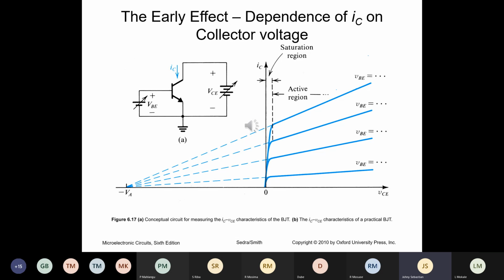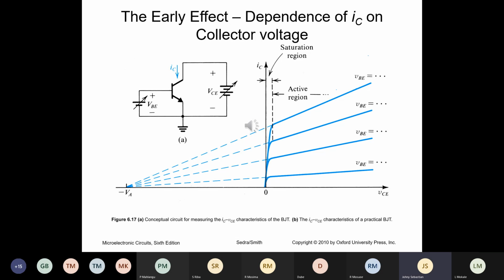All these graphs have a slight slope. If you put a ruler over the graph and extend the line towards the negative side, all these extensions seem to converge at a certain point. That point is a voltage, and that voltage is called the early voltage.